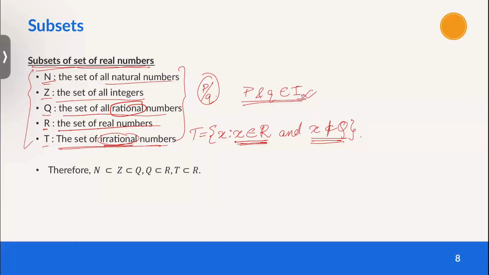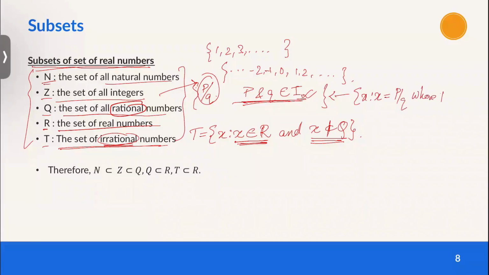So these are a few sets here. Natural numbers start with 1, 2 and so on till infinity. Integers start from minus infinity, to minus 2, minus 1, 0, 1, 2, and so on till infinity. For rational numbers, I have written the set of all the numbers which can be written like this. This is not the correct way to write it. It will be x such that x equals p by q, where p and q belong to the set of integers. This is the correct way of writing it.